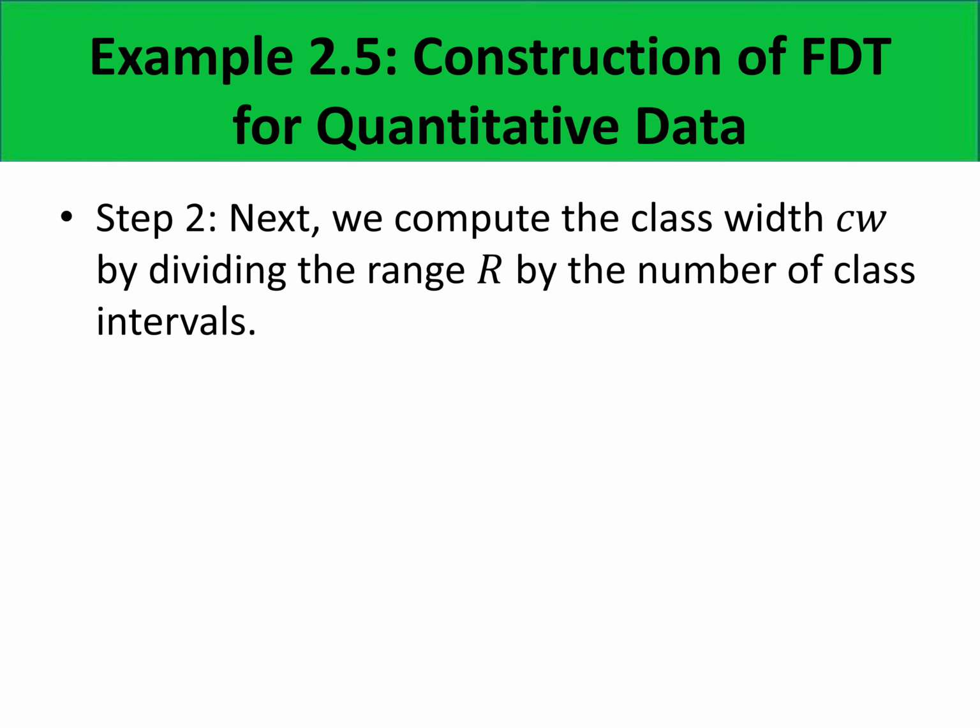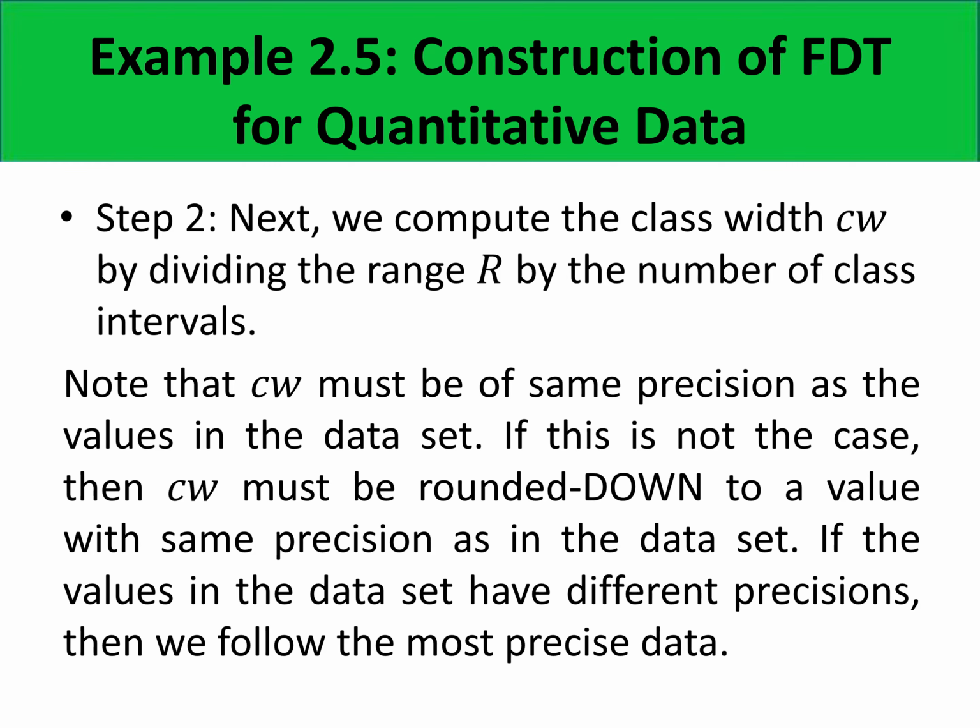The second step is to determine the class width. This is obtained by dividing the range by the desired number of class intervals. However, this class width should have the same precision as the most precise value in the dataset. For example, if the most precise value in the dataset contains one decimal place or in the nearest tenths, then the class width should be rounded down to the nearest tenths.